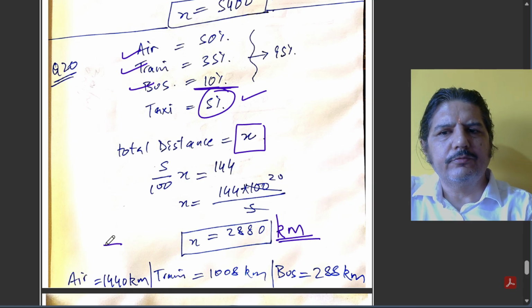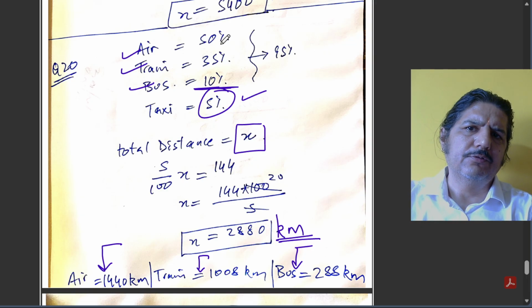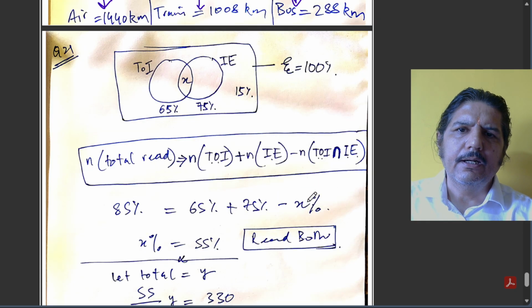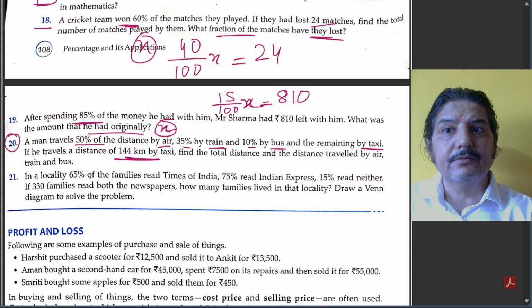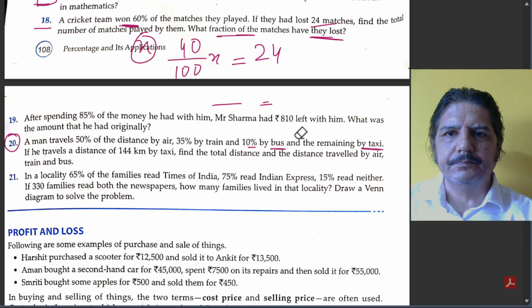And then finally you have to find the value of air, train and bus. That can be calculated by the percentage: 50% of 2880, 35% of 2880, 10% of 2880. That is very simple to calculate. Let's move to the next question. Question number 21. 21 is a bit interesting question, and let's start question number 21.